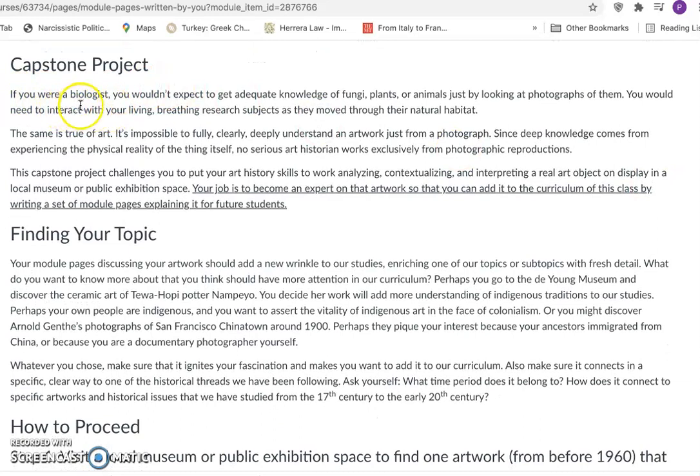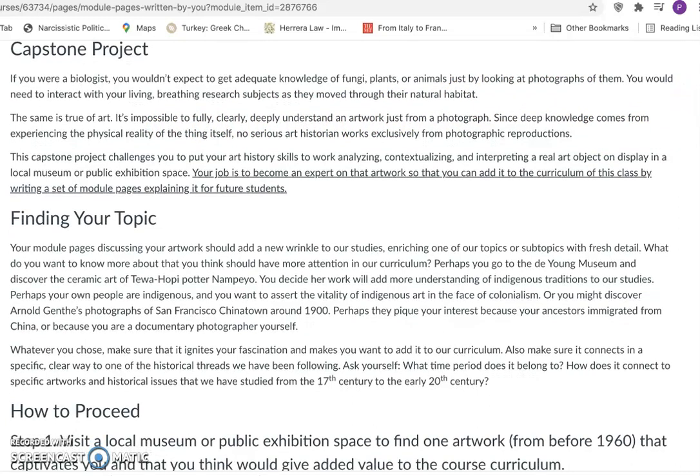I start out by saying, if you were a scientist like Louis Pasteur, you wouldn't just look at photographs of whatever it is you're studying, the fungi, the plants, the animals. You would have to interact with the real living creature. Your artwork that you choose is a real living creature with a history. And I want you to go to the museum and spend time in front of it physically. So I'm going to send you another video that will talk in a little more depth and detail about what museums you might choose, what other alternatives there are, and how to think about your topic.